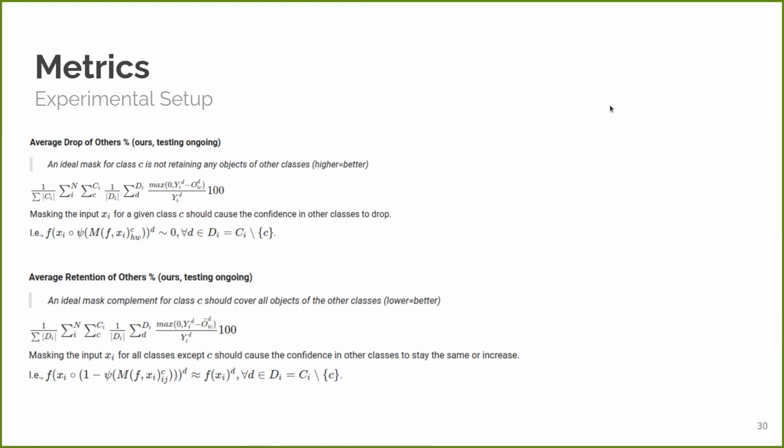And we understand that it's quite difficult to analyze data and make decisions over so many metrics, so we opted to combine and reduce those. We consider the harmonic mean of the average drop and average retention of others. We will later refer to this metric as the F1 minus score. Similarly, we consider the harmonic mean of the average retention and average drop of others metrics. We will later refer to this one as the F1 plus score.